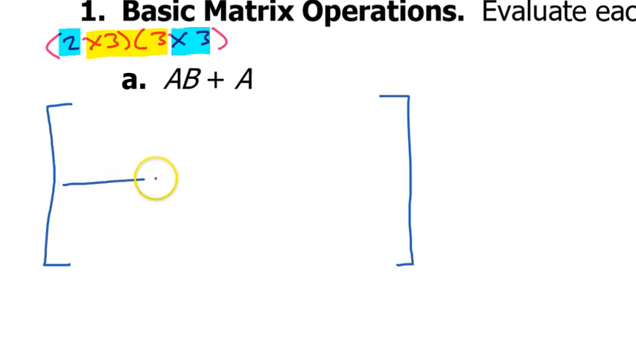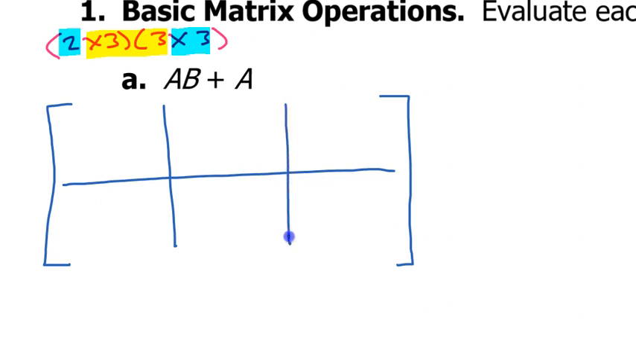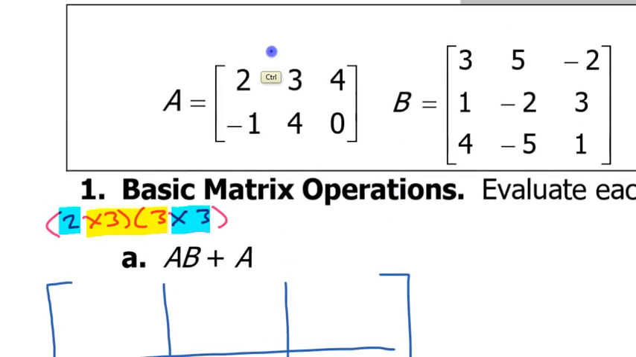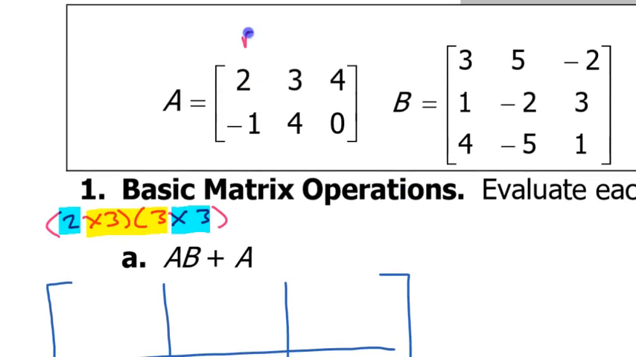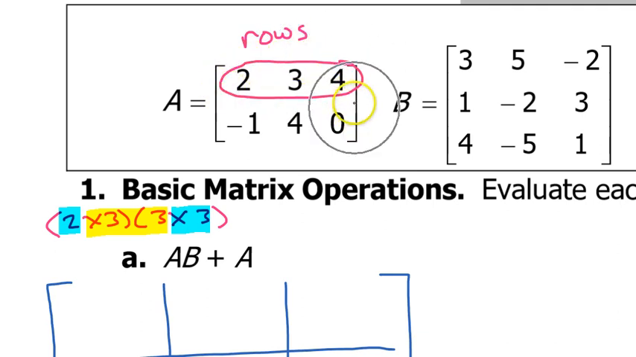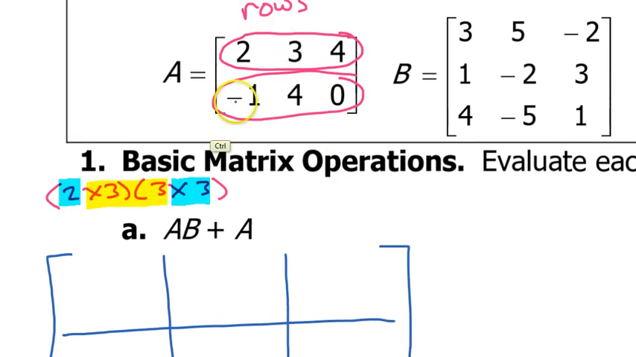All right, I'm going to draw these lines to show that I have 2 rows. And here I will demonstrate 3 columns. All right, now here's what I do with this. The rows are going to come from matrix A. So the rows are going to come from here. So here I have row 1 and row 2. Row 1 goes in row 1.